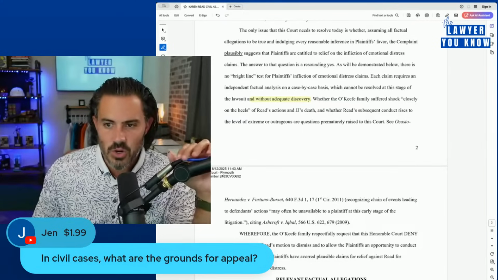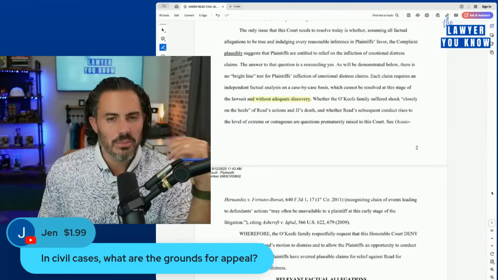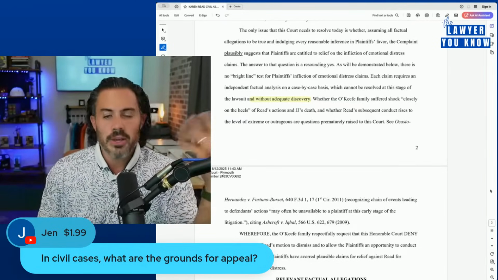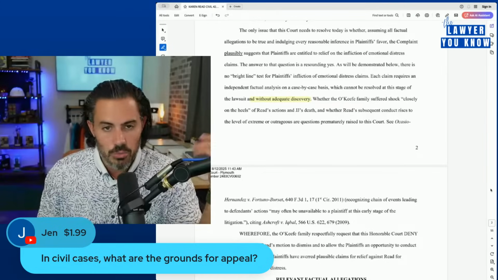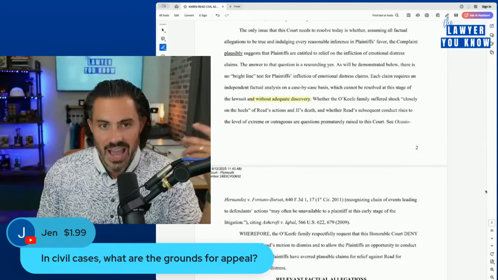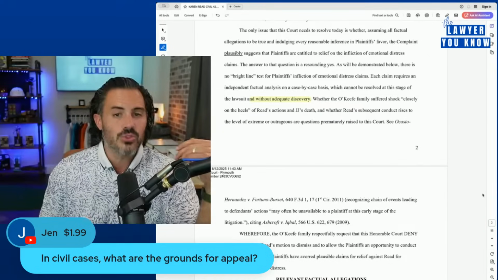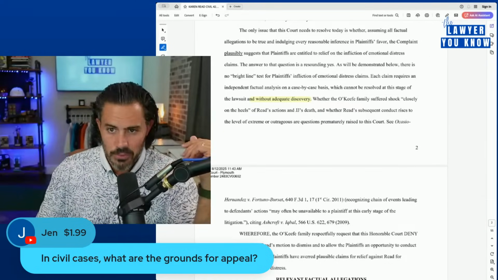In civil cases, what are the grounds for appeal? There's tons of grounds for appeal. I'm not able to just go through any individual one, but very similar to a judge making a horrible decision, or a lawyer lied or hid something, or ineffective assistance of counsel. There's lots of grounds for appeal.